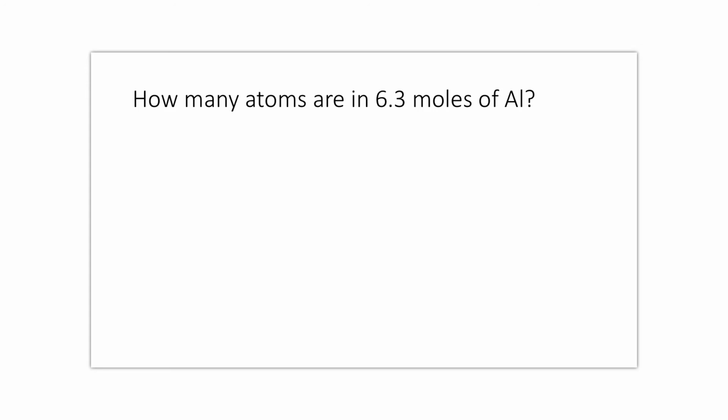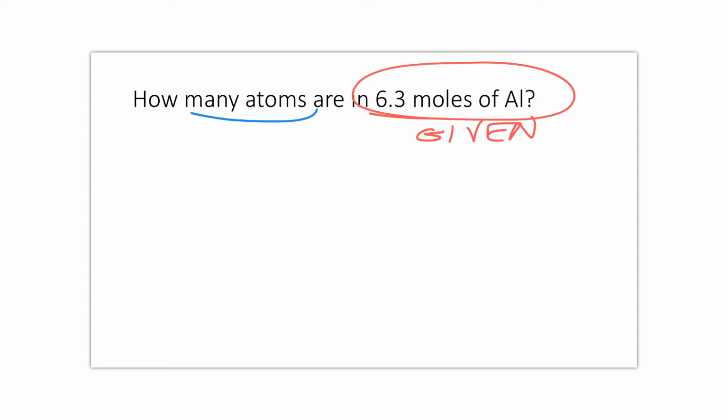Now all the steps that we've done before are exactly the same, except now we're going to be converting from particles to moles. All right, so let's see how we do that. So again, we're just going to circle what we were given. We're given this. That's my given. And then what do we want? Well, this time we want atoms. How many atoms, right? So that's a different unit, right? So now I know what we want.